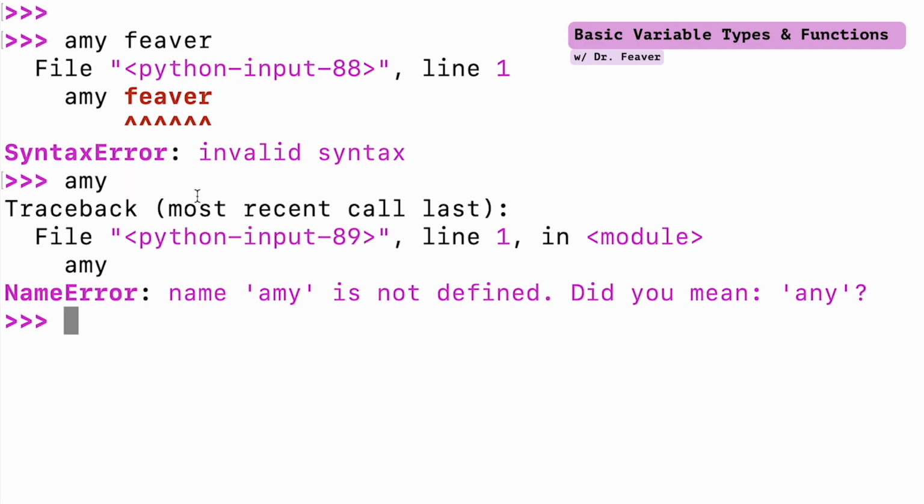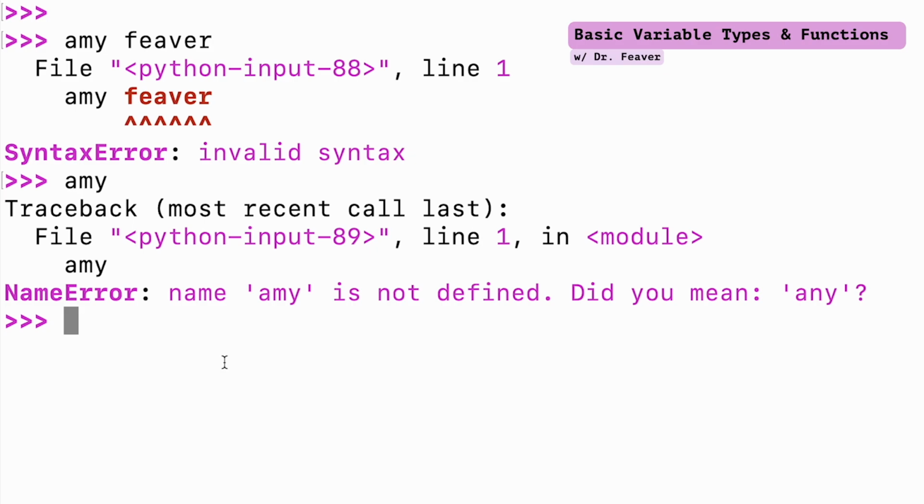If I put Amy, it's like the name Amy is not defined. So it won't know what to do with these words if we don't put quotes around it to indicate that it's a string, because it's going to look and say, okay, is there a variable with this name, or is there a command with this name? And it's going to try to see if it can execute something like that.